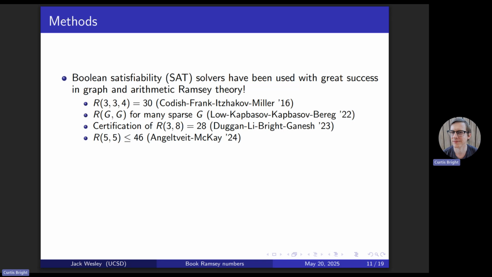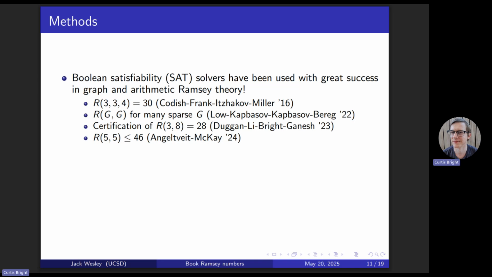Okay, so as Curtis mentioned, and if you know me, I very much love SAT solvers, and these have been used with great success in both graph and arithmetic Ramsey theory, including this notoriously large 2-petabyte proof of Schur number 5. But I want to focus here on the graph results. SAT solvers have played an important role in many of these recent results. This first one is R(3,3,4). This is only the second known 3-color classical Ramsey number, and that was shown to be 30.